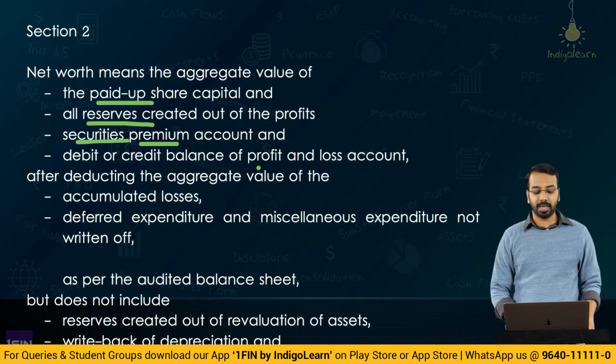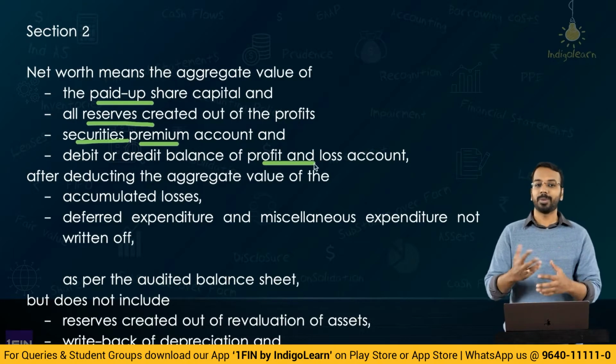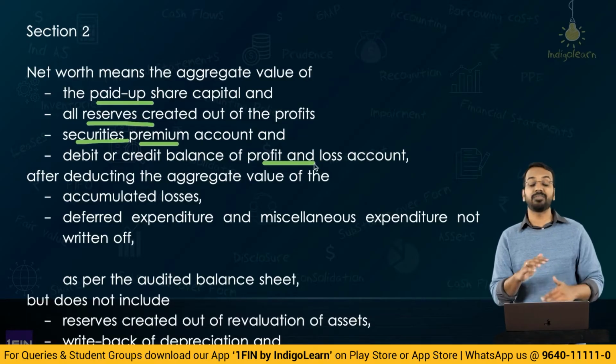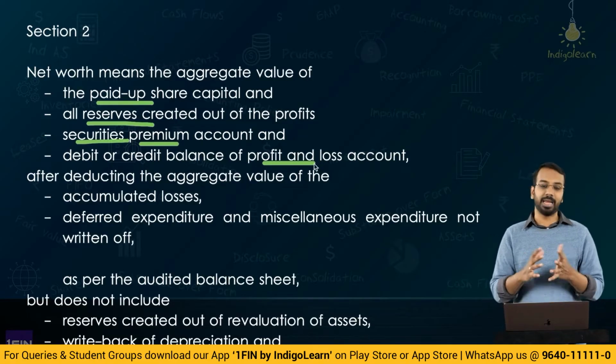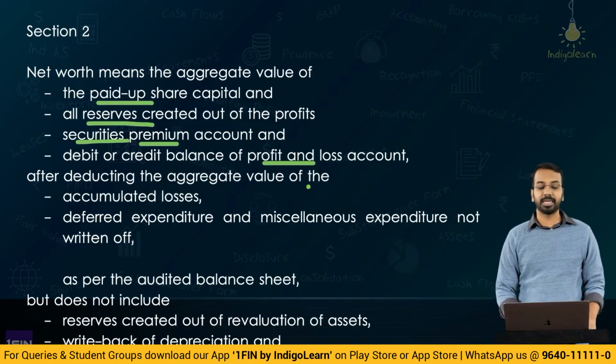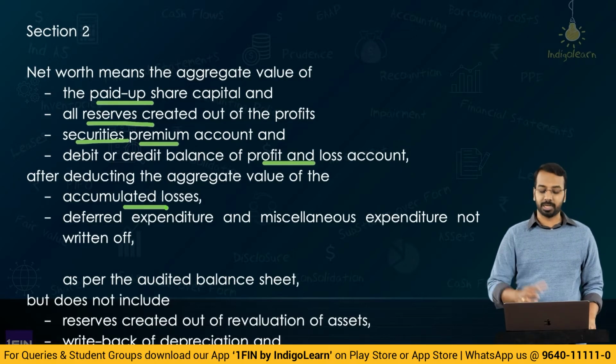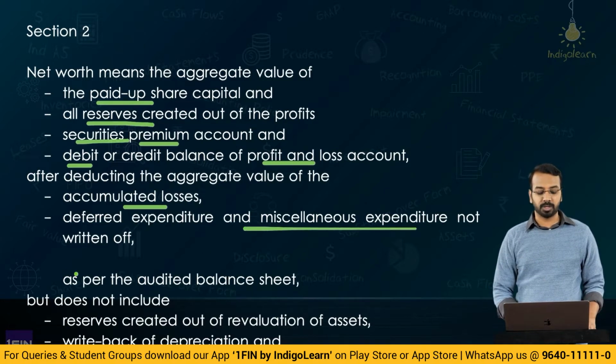Then debit or credit balance of the P&L account. So, if there is a debit balance in the P&L account, you will reduce. If there is a credit balance in the P&L account, you will add. After deducting the aggregate value of accumulated losses, if there are any. So, if there is an accumulated loss, generally it would be a debit balance in the P&L account, that will be reduced, and deferred expenditure and miscellaneous expenditure not written off.